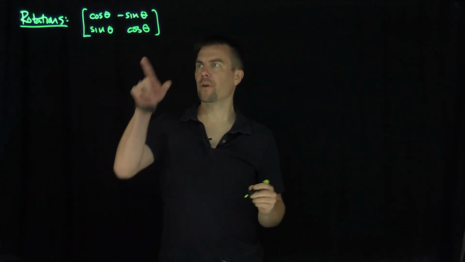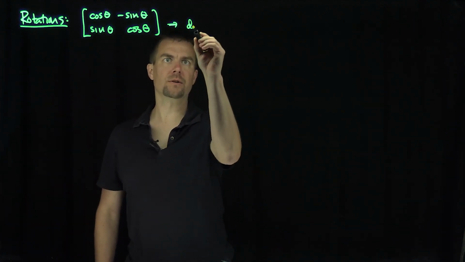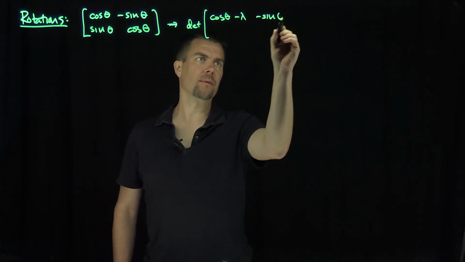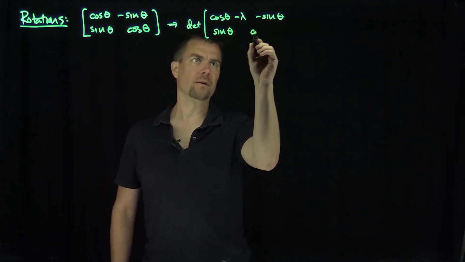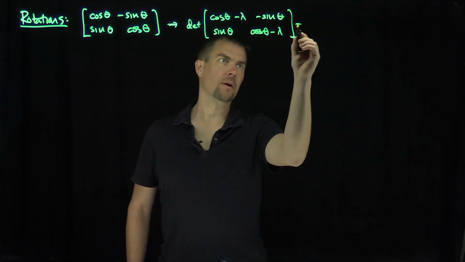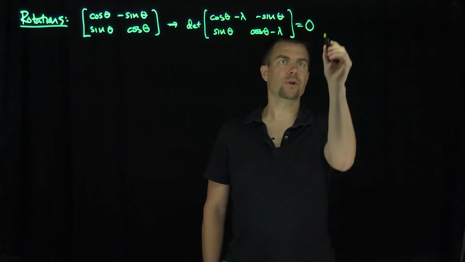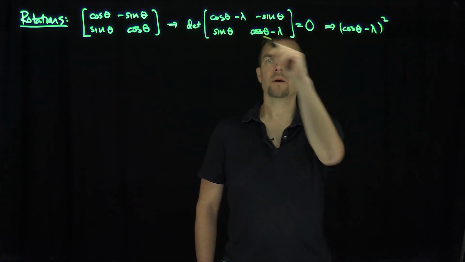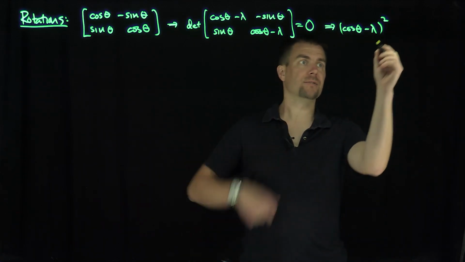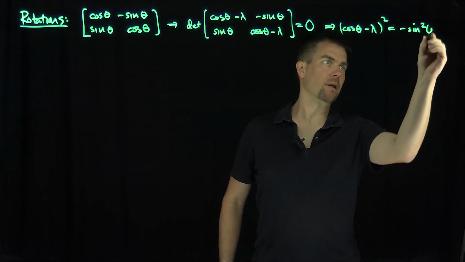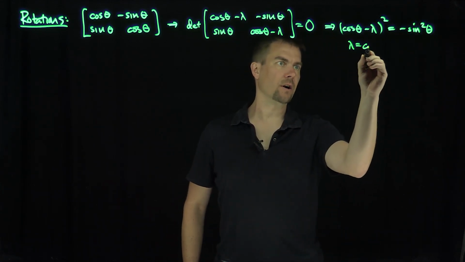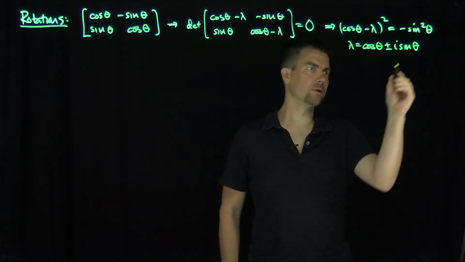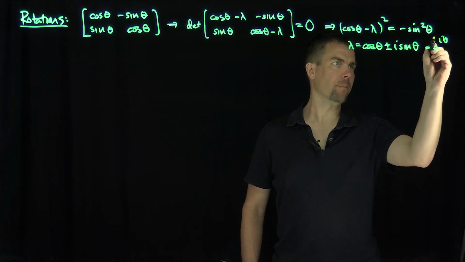Like so. So if we want to find the eigenvalues, we look at this equation over here: the determinant of cosine theta minus lambda, negative sine theta, and then sine theta, and then cosine theta minus lambda, is equal to 0. And so this characteristic equation becomes cosine theta minus lambda, quantity squared, equals negative sine squared theta. And so therefore your eigenvalues are cosine theta plus or minus i sine theta, which by Euler's formula is e to the i theta with a plus or minus, right?